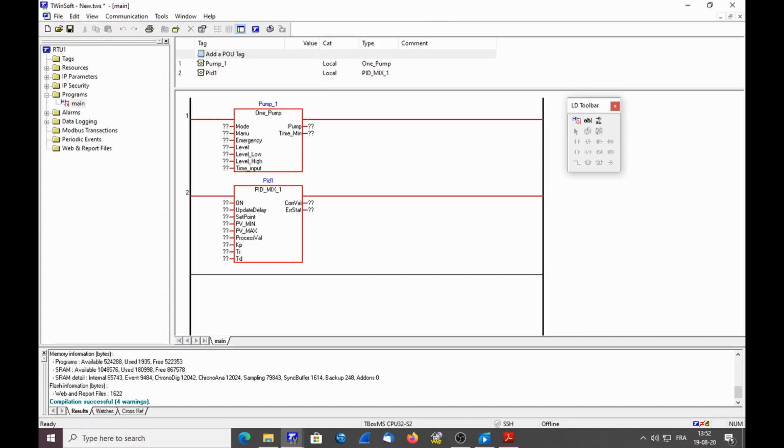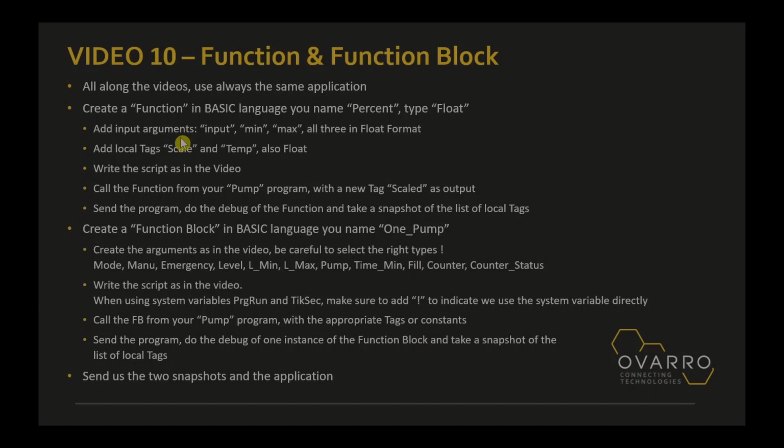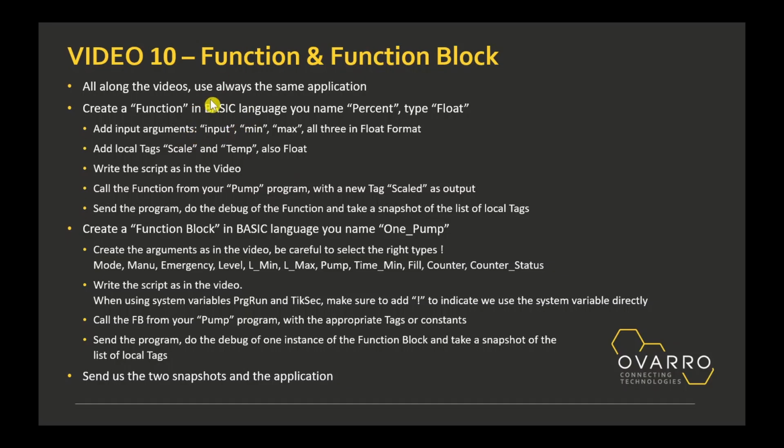Let's now take a look at the questionnaire. The question for this video, as usual, continues with the same application. You will create a function in language BASIC that you name %, and which is of type float. When you open the function, you will see that there is already an output argument named %. You will add the input arguments input, min and max, all in float format, and two local tags, scale and temp. You write the script as in the video.